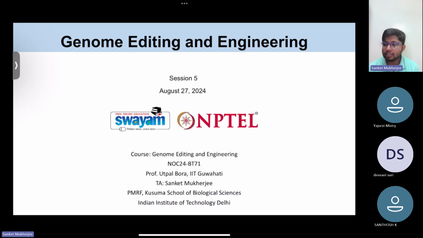So today's session is mostly about zinc finger nucleases, and we are now getting into the genome editing tools that are used for gene editing and stuff like that.